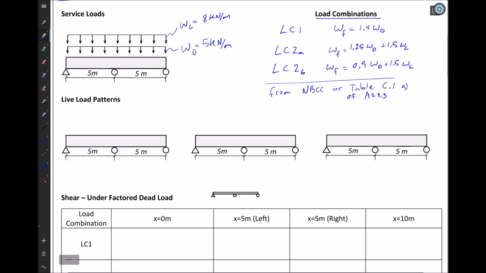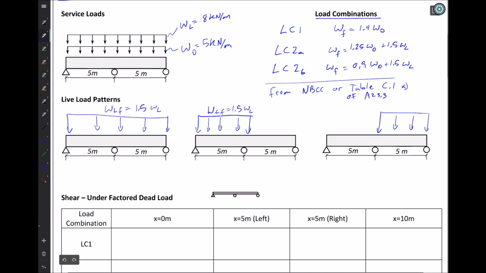So at some times, we might have the full span loaded with live load. Here our factored live load would be 1.5 times WL. That 1.5 comes from these factors over here. However, there are other times when we would only have one of these two spans loaded, and so our live load is 1.5 times our specified value. In the other case, we might have only the other span loaded. So this is our adjacent spans loaded or unloaded problem.